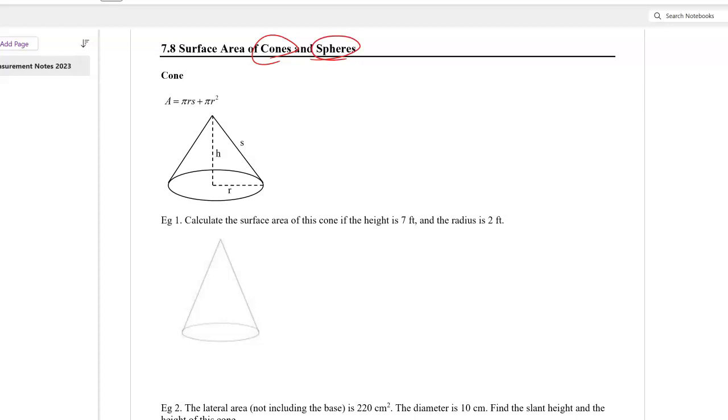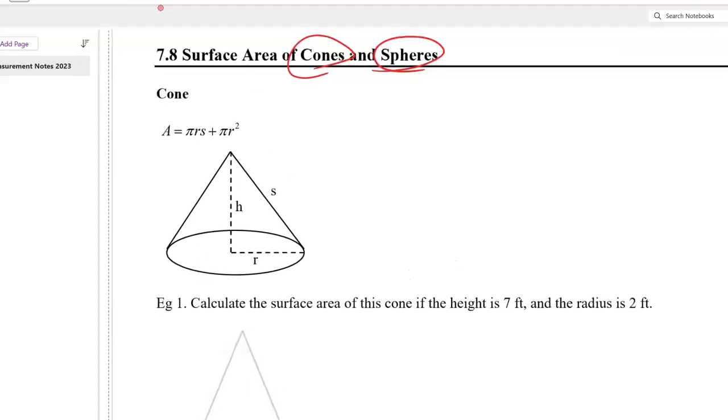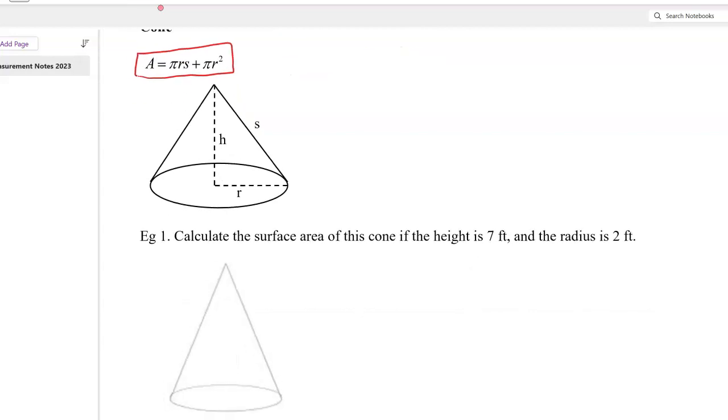So two formulas you're going to need to know. And again, you don't have to memorize them, you'll get them. Okay, the first one is for a cone. Here it is. This is the surface area of a cone. So pretty straightforward: pi times the radius times slant height, plus pi r squared. The pi r squared, that's the circle on the bottom.